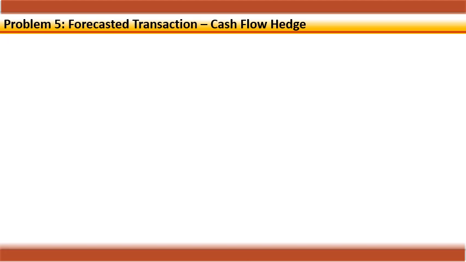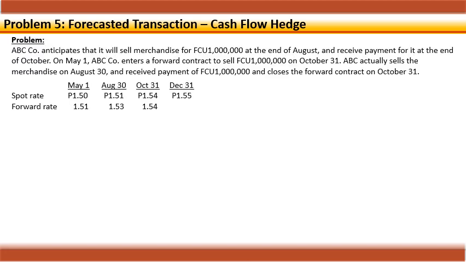Now, forecasted transaction, cash flow hedge. Forecasted transactions will always be accounted for under cash flow hedge. Okay. Forecasted transaction, hindi pa siya nangyayari. Hindi ka pa nag-order, hindi ka pa nagbebenta. Pero ina-anticipate mo lang na at some future time, mag-order or magbebenta ka. Okay. So, ang gagawin mo, you'll enter into a forward contract for a forecasted transaction. So, how do you account for that?